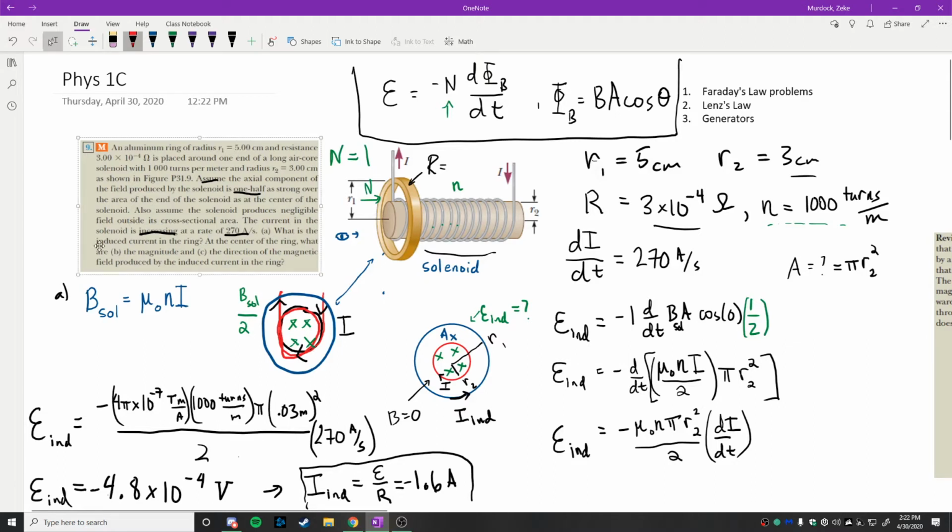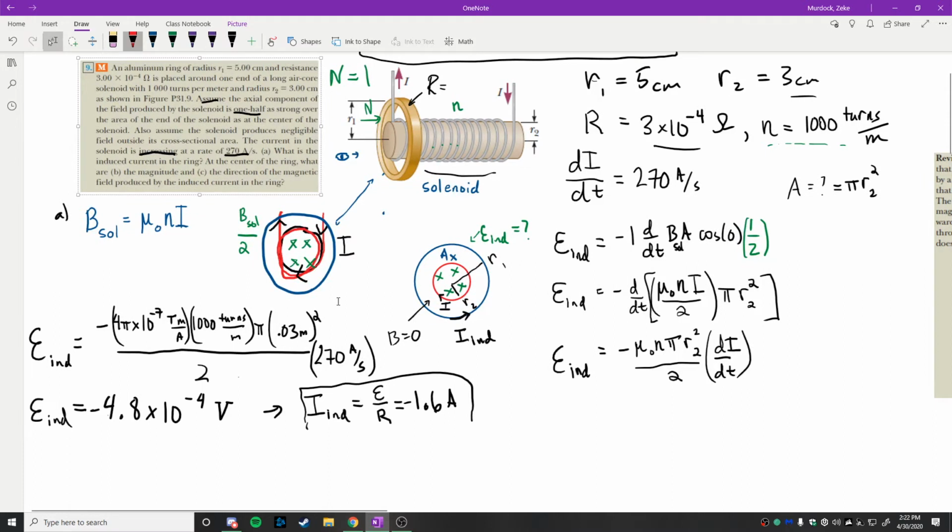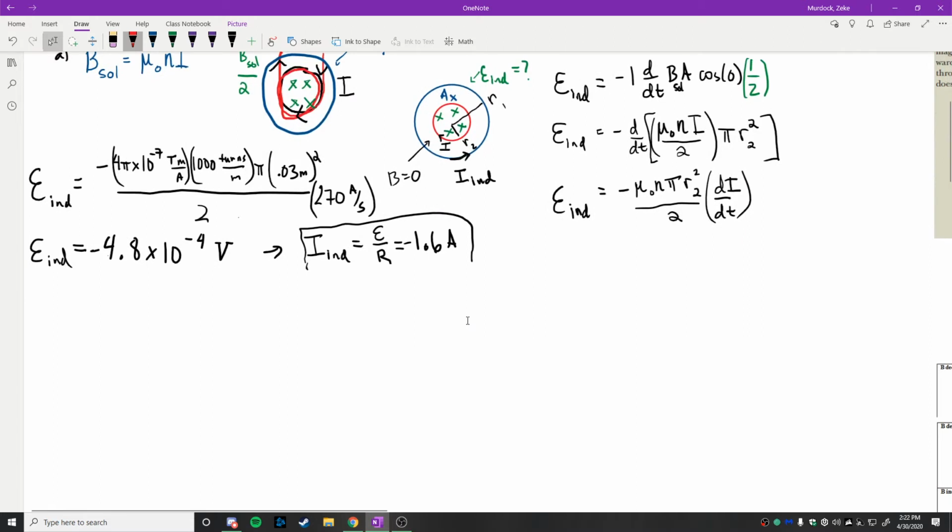Okay, we've almost answered part C. So part B says, what are the magnitude and direction of the magnetic field produced by the induced current in the ring? So the fact that there's an induced current in this blue ring right here also means there's going to be a magnetic field produced in that ring, right? And in particular, it's going to have a magnetic field at its center that we've calculated before.